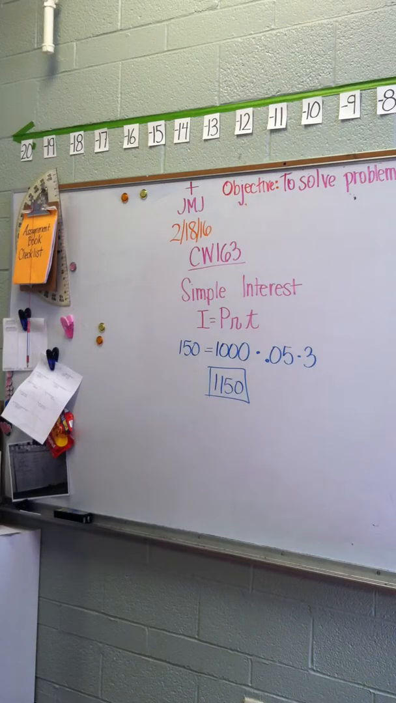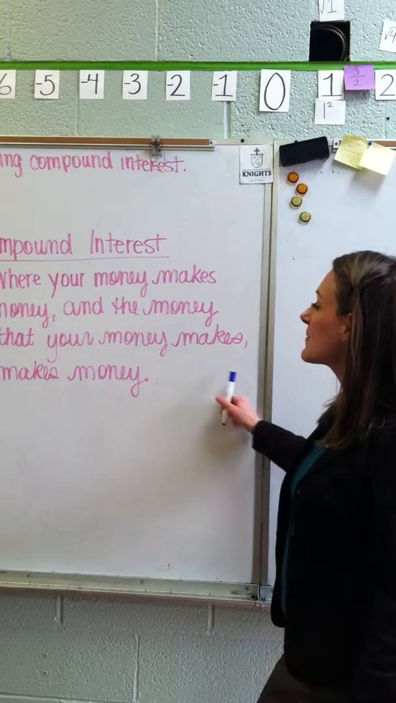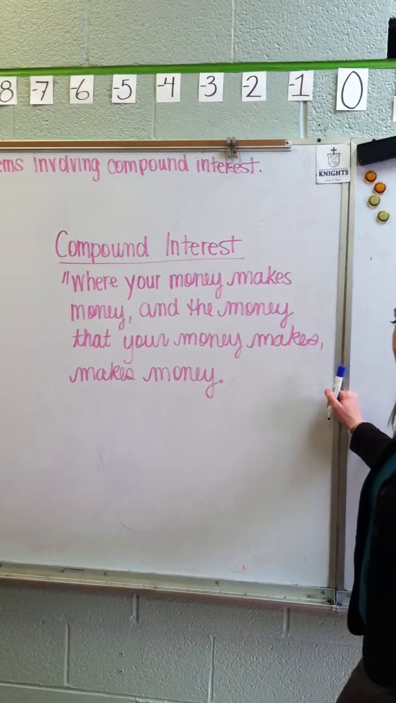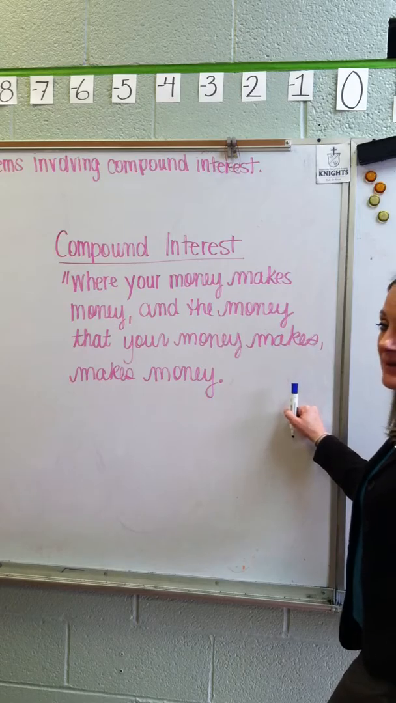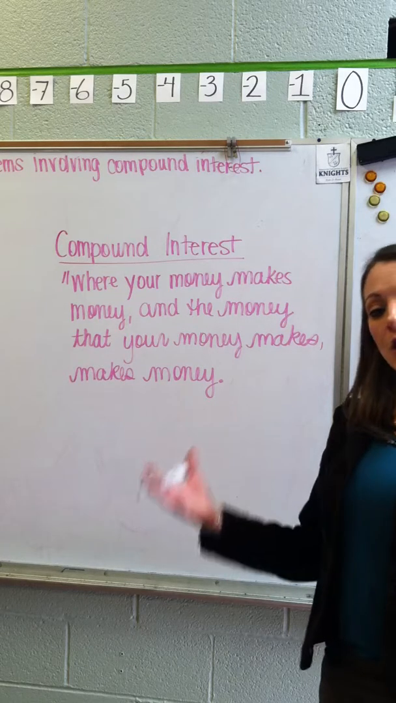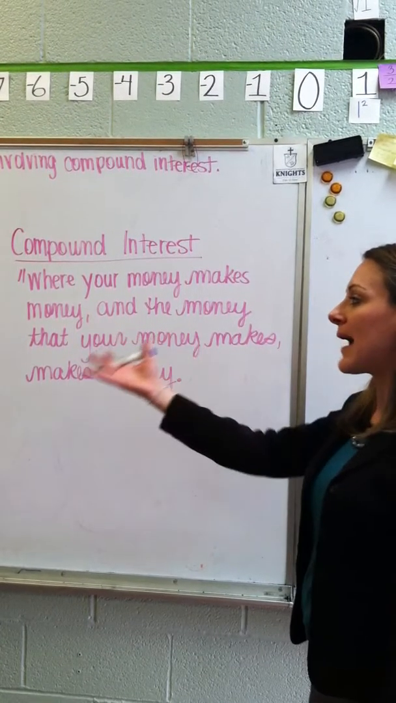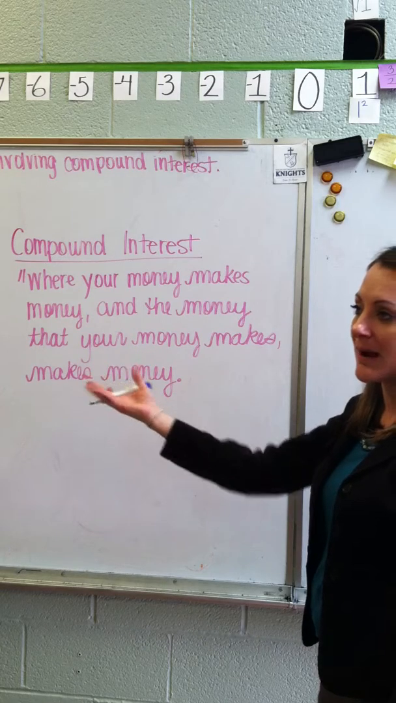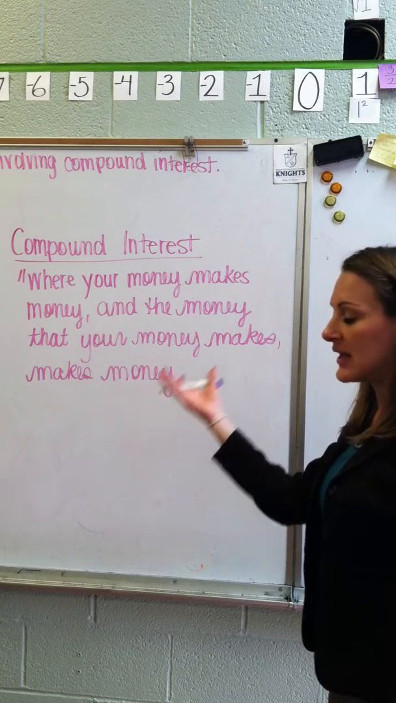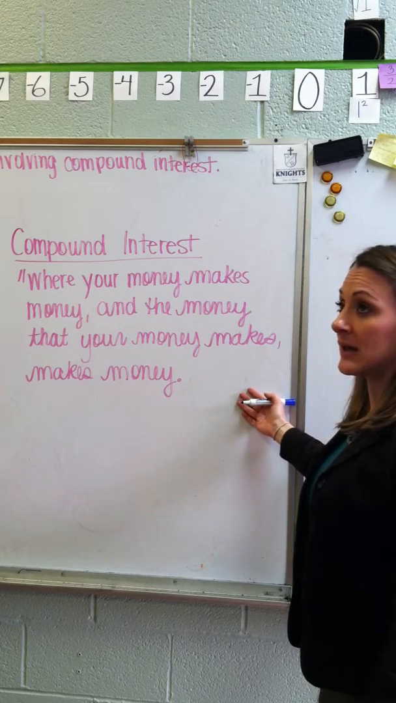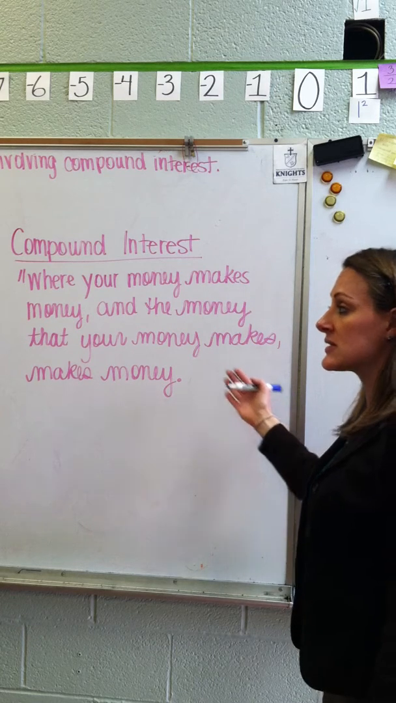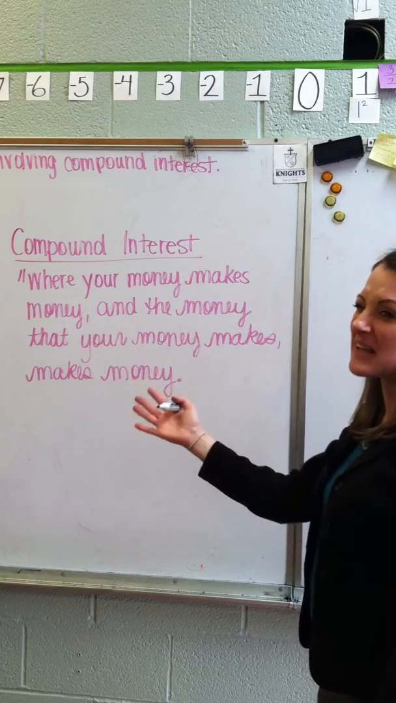In short, compound interest is where your money makes money, and the money your money makes makes more money, if that makes sense. It's kind of like a snowball. We're going to go back to this simple interest example, my original $1,000, and see if I invest my money with compound interest as opposed to simple interest, which one makes more money.